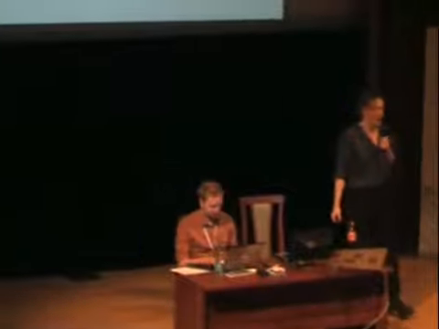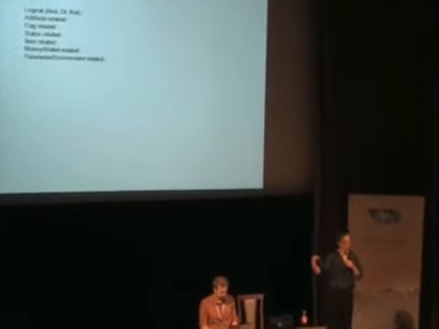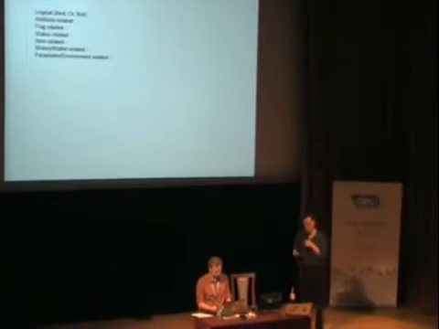Then we have flag-related conditions. For example, you can't cure someone unless they have the flag being sick. We have status-related conditions. For example, if your health drops smaller than 10% of the current maximum value, then you get into a special state which is called rage, and you do double damage. Money or wallet-related conditions, obviously. So in order to buy this item, you have to have enough money or whatever. And parameter and environment related. Environment, as I mentioned before, and parameters are really about joining the system with external components.